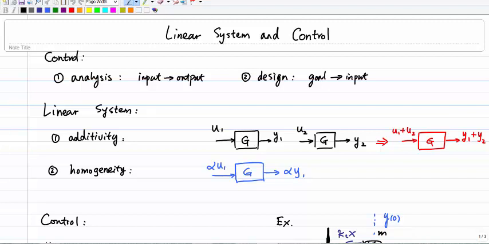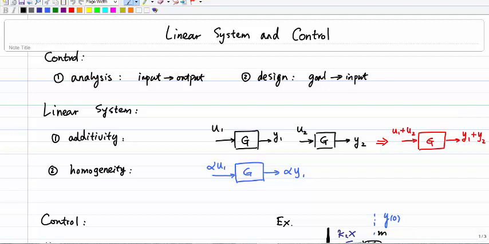The analysis part of control is to figure out, if I give a system and also give an input, what is the output. The control design talks about how, if we have a goal that we specify, we would design the control input that can meet the goal, or optimize the goal, by designing the control input. Okay, so those are the two aspects of control.